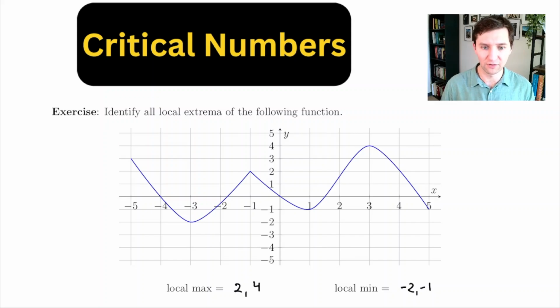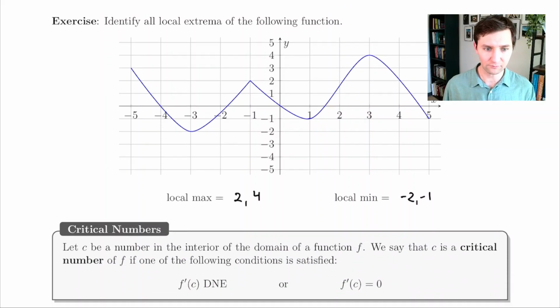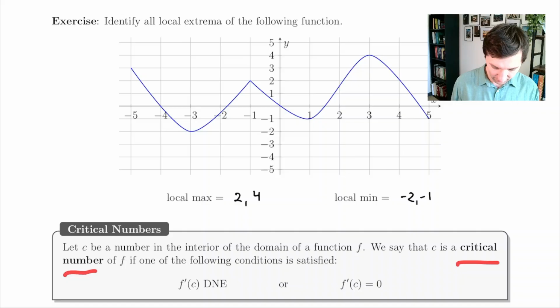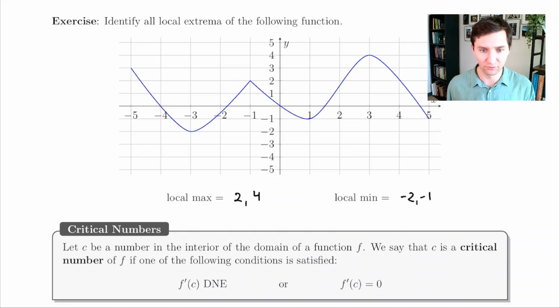Inputs where the derivative equals 0 or the derivative doesn't exist have a special name. They are called critical numbers. Given an interior number in the domain, we say that c is a critical number if one of the following conditions is satisfied. Either the derivative doesn't exist there or the derivative equals 0. And note again that a critical number must be the interior point of the domain of the function f. It cannot be the endpoint of the domain.